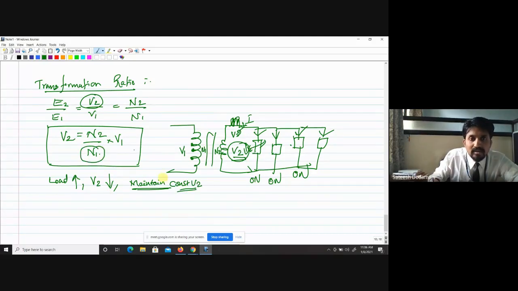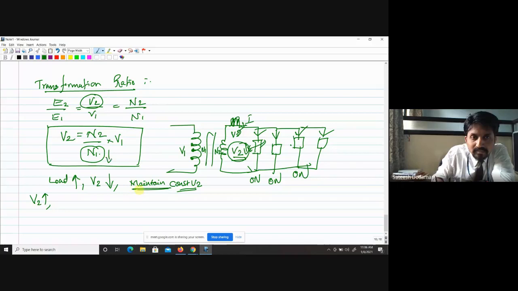The number of turns in the primary winding should decrease. So, for example, V2 is decreased. Now what do I have to do? I have to increase the V2 value and maintain it constant. To increase this V2, what do I have to do here?